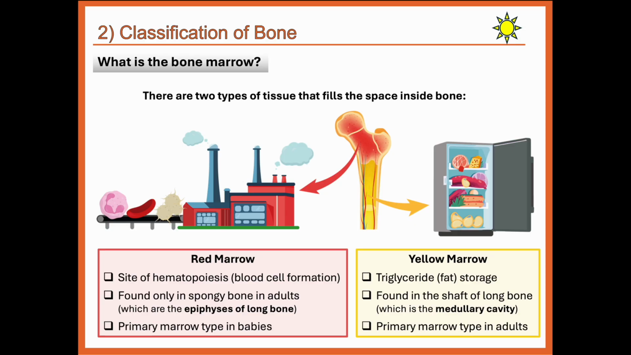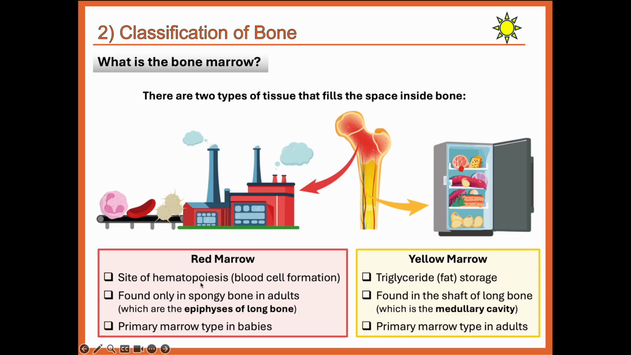Now, what is bone marrow? There are two types of tissues that fill the space inside the bone. Remember what we said about the inner bone? This is called spongy bone in the middle, right? This spongy bone in the middle, not the compact on the outside, is filled up with stuff. Some of this stuff, like the stuff at the tops of the bone, the heads of the bone, in the spongy bone at the heads, we call this red marrow, red bone marrow.